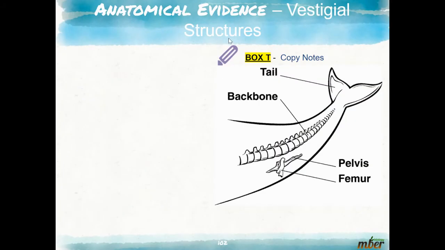The next is vestigial structures. And once again, this is supposed to say box O. I'm so sorry. I thought I fixed it. So vestigial structures. So write this down in box O.